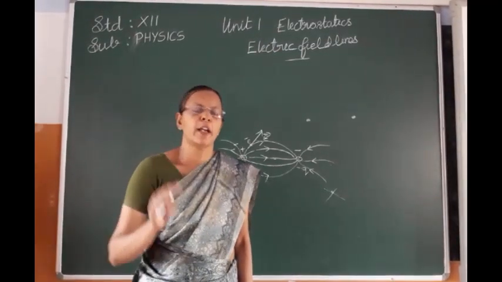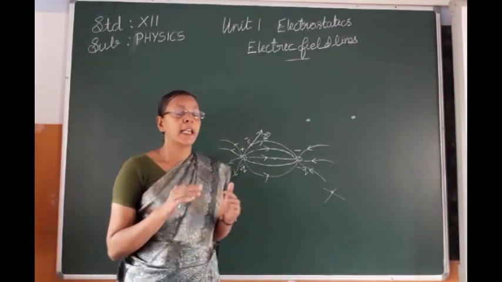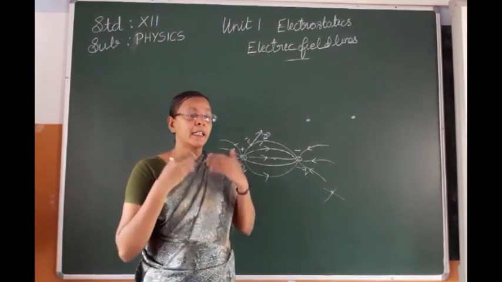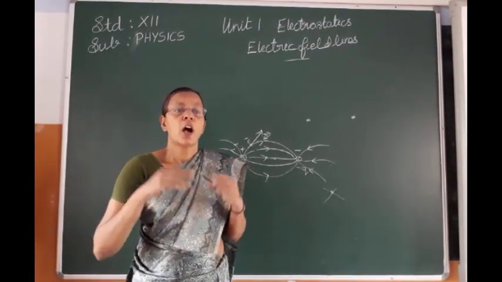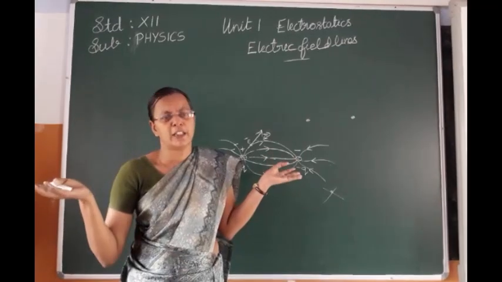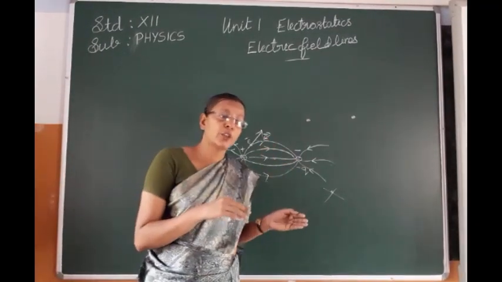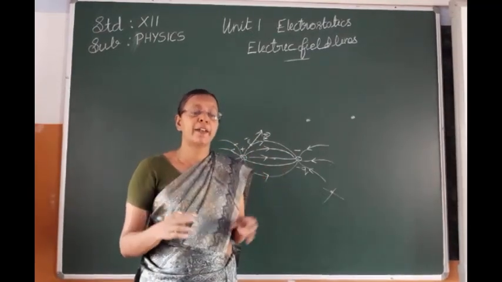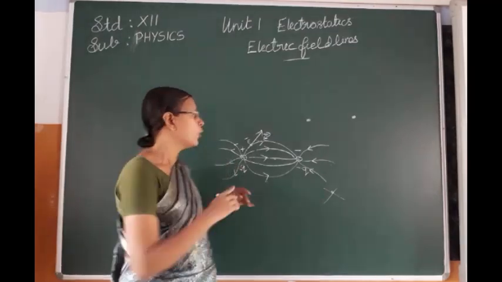Once more I am going to explain here. What is the first? The electric field lines emanate from the positive charge and end at the negative charge or at infinity. The electric field lines coming from the positive charge point radially outwards.